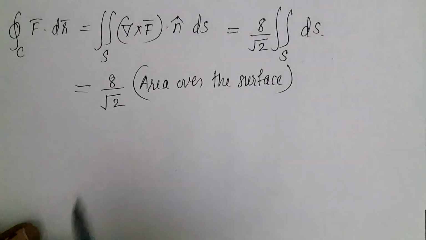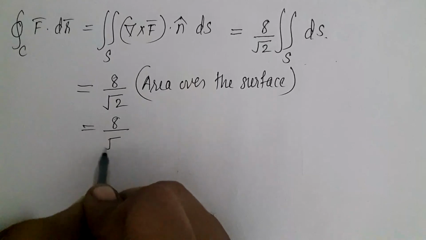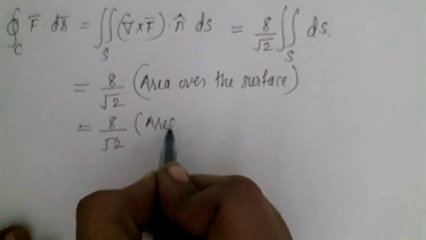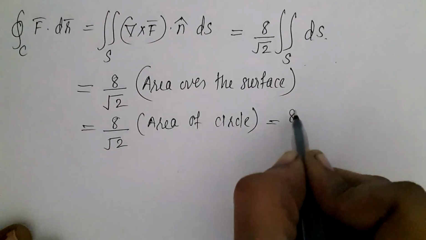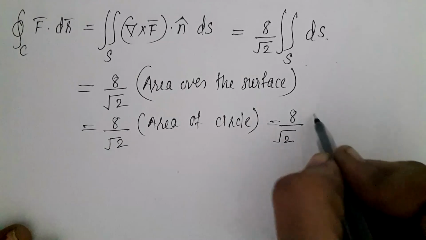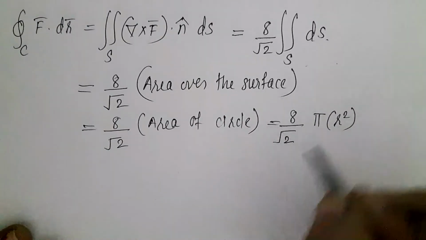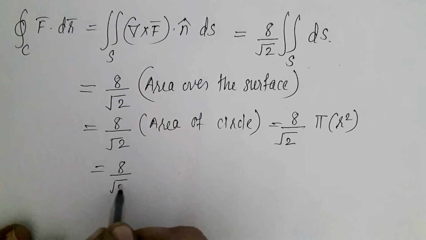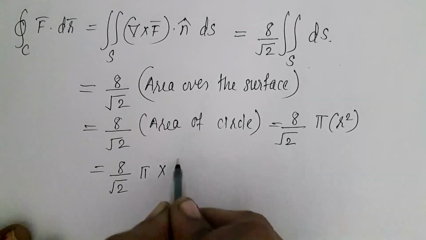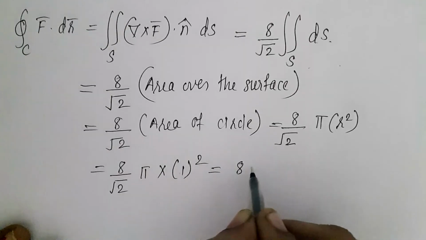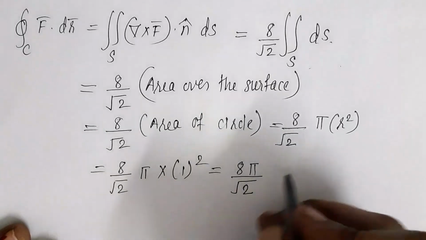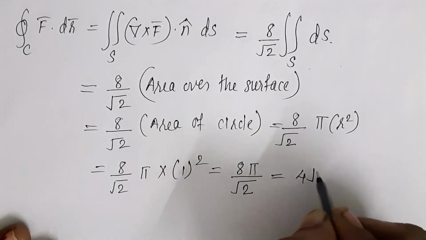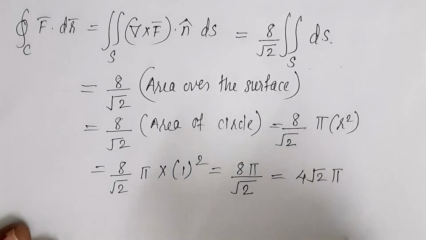Now what is the area of the circle? It is 8 by root 2 times the area of the circle, because both are the same. The area of a circle is pi r squared. So it is equal to 8 by root 2 times pi, the r value is 1, so 1 squared, which is equal to 8 pi by root 2, or we can write it as 4 root 2 multiplied by pi. Thank you.